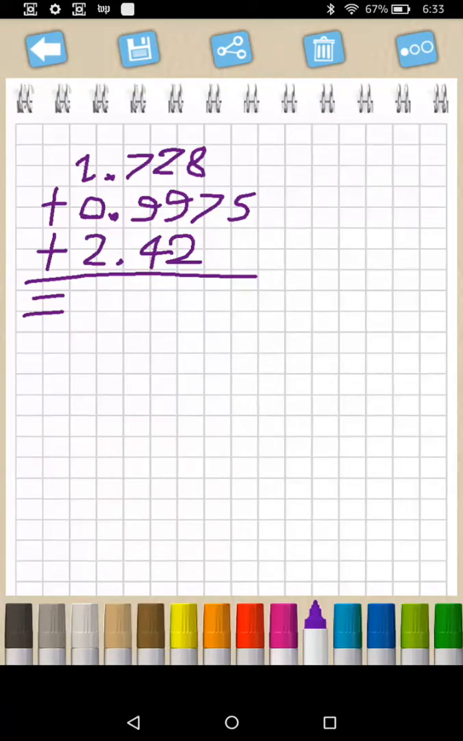And in this case, well, this is a classic calculator problem right here. So go ahead and punch into your calculator 1.728 plus 0.9975 plus 2.9975 plus 5.42, and let's see what we get in that case. I haven't even done this one.